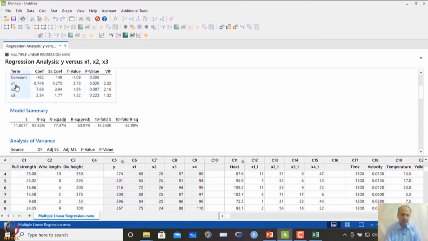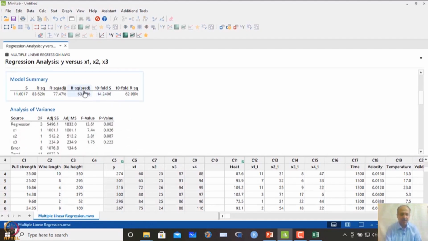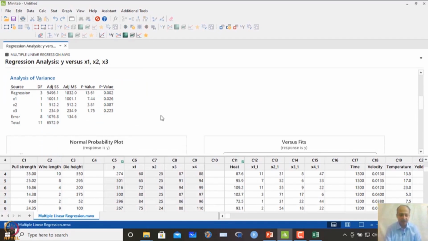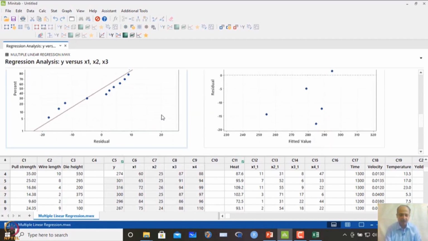Over here what you see is that only x1 is coming prominent and the other 2 are not, because the p value is more than 0.05, although the variation inflation factor is not significant. But R square predicted and R square adjusted values are somewhat improved, and the tenfold cross validation is also somewhat improved over here, 62.98.